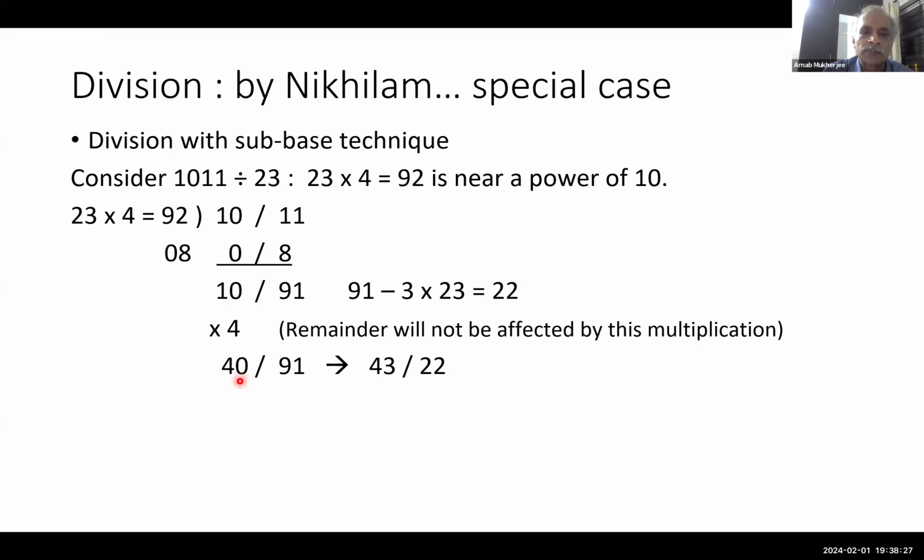So this 40 becomes my quotient, and 91 remainder, but actually 91 remainder becomes like this. So 43 becomes my final quotient and 22 remainder. So you just try to understand.